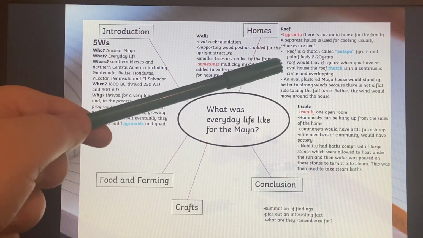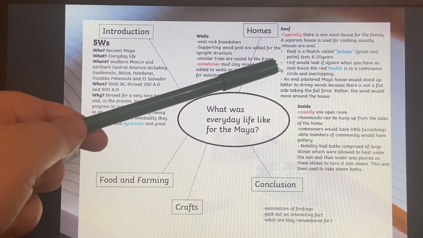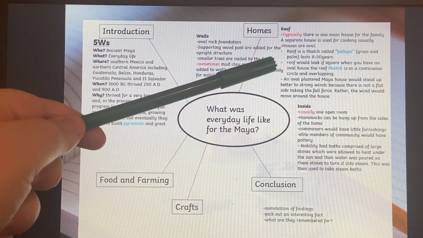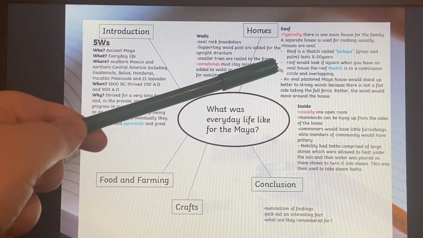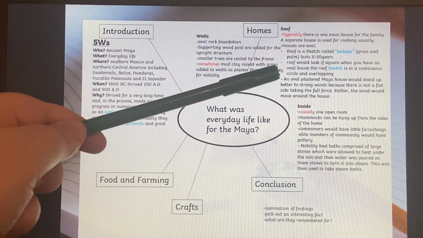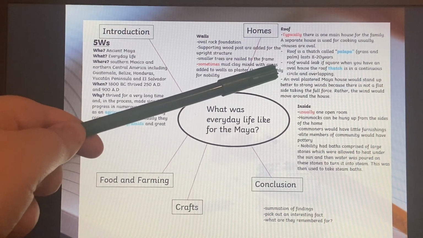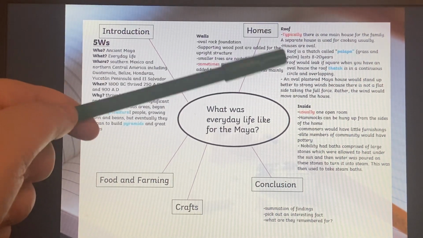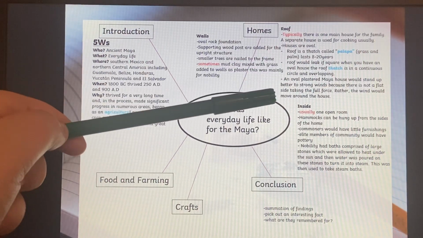Now, the reason the houses are oval is because if the house was square, the thatch wouldn't join up very easily and it would create gaps and the roof would leak. So one of the reasons the house was an oval shape as opposed to a square rectangular shape was so the thatch could be continuous and overlap and stop leaks from getting in.